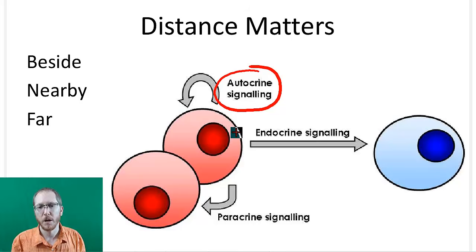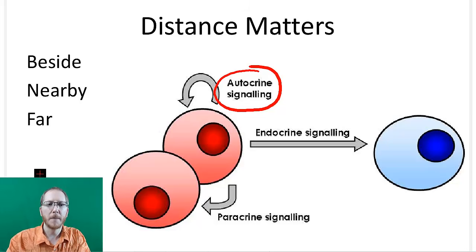So things like growth factors, when your skin's damaged, can be released to cause that skin to start going through the process of cell division to patch up that area that was damaged. But it's only going to be released and it's going to stay in that area, so it only affects the cells that are nearby. So paracrine is going to be a relatively close distance thing.